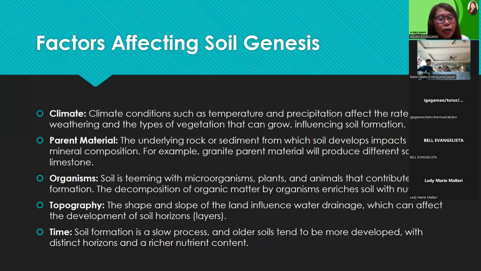Okay, here. Another is the time. So soil formation is slow. It's a slow process, and older soils tend to be more developed with distinct horizons and richer nutrient content. Like, there are cases wherein over time, the worms, when things die, it becomes fertile, and I have experienced a friend of mine who has a compost pit.